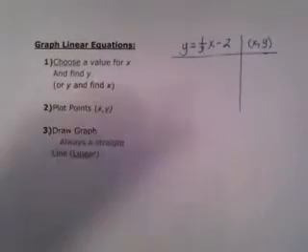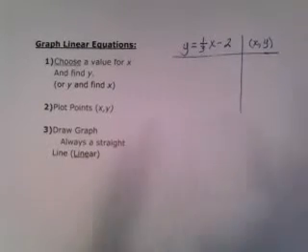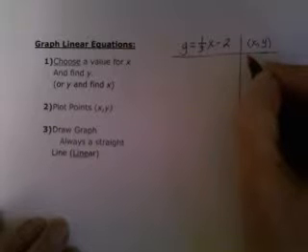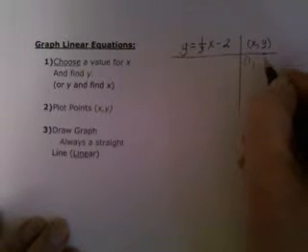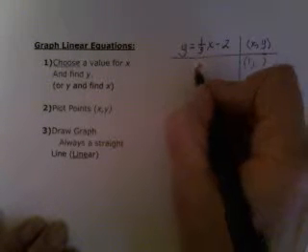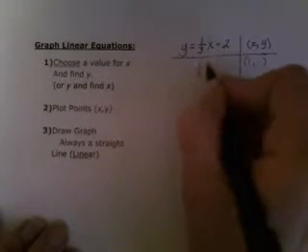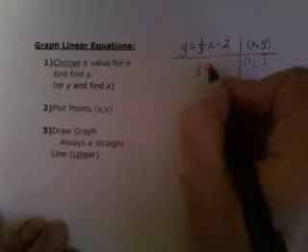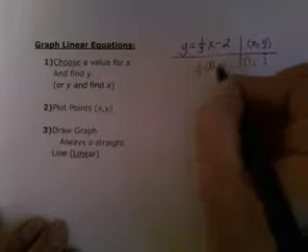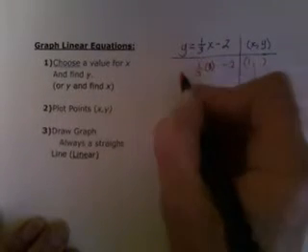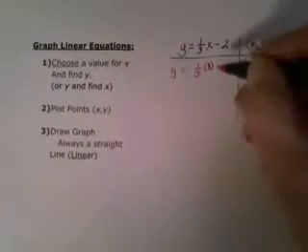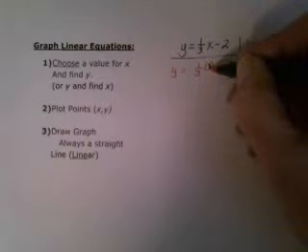And this time, maybe I'll choose 1 for x. So if I choose 1 for x, I'll write it down, leave a space for my y. Now I'm going to plug in the 1 for the x. I have 1/3 times 1 that I'm plugging in for the x, minus 2. So y is equal to this, and then I'm ready to go ahead and work this equation out.